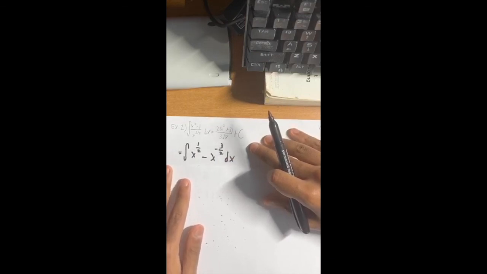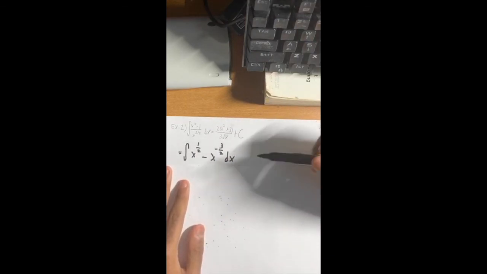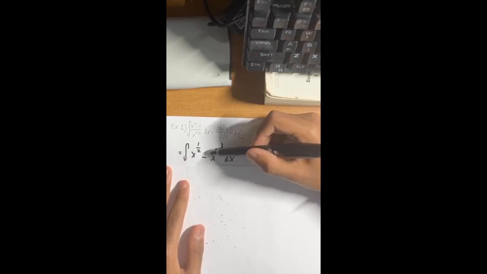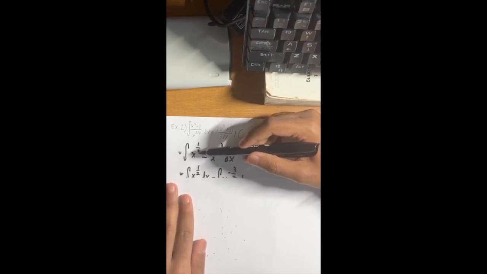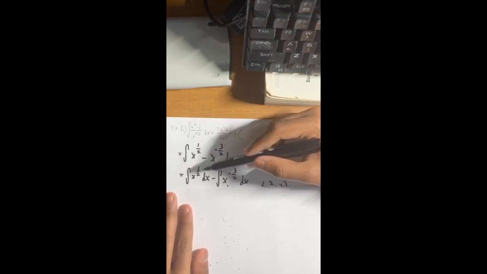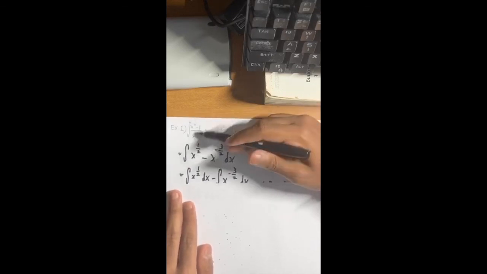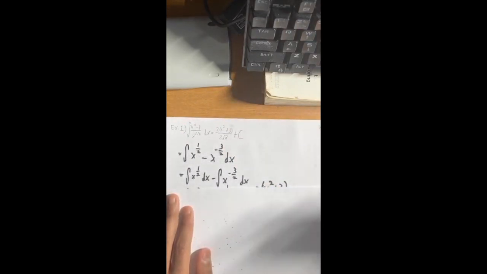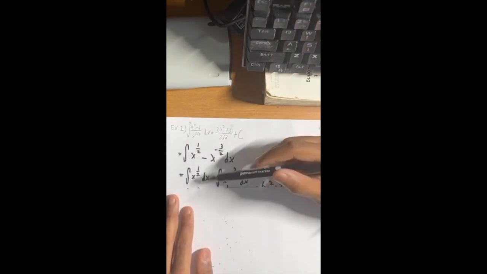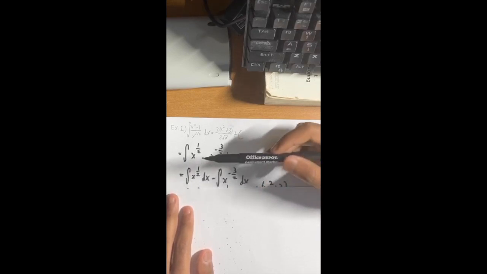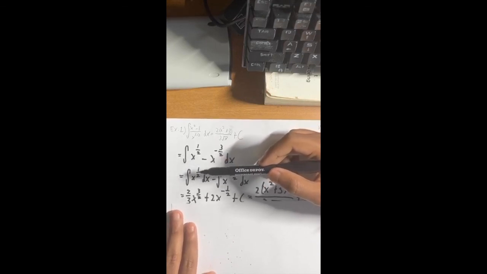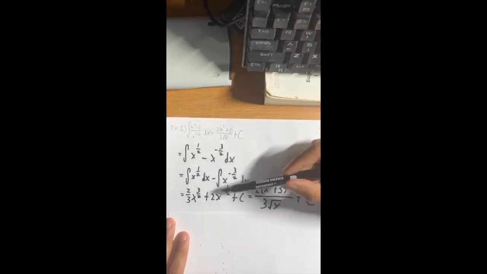And then what we want to do is use the sum rule, where we see that since there's a minus sign right here, we can actually split up this whole integral into 2 different integrals. And when we do that, we get the integral of x to the 1/2 dx minus the integral of x to the negative 3/2 dx. And after that, we want to actually integrate and use the reverse power rule, where we add 1 to the exponent and then divide by the reciprocal. So when we do that, we get 2/3 x to the 3/2 plus 2x to the negative 1/2 plus c.